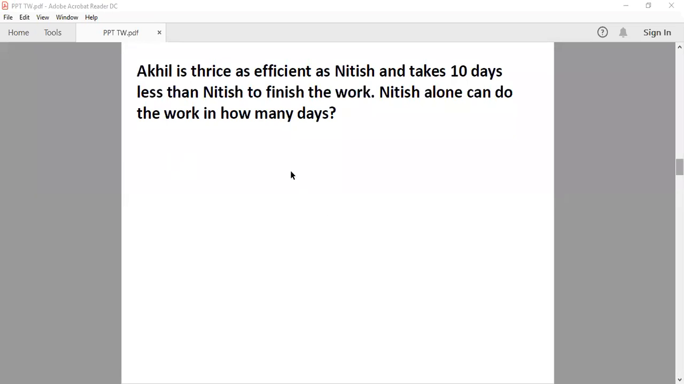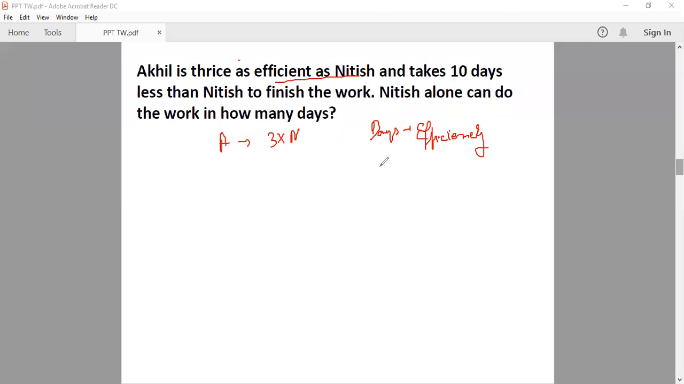Now you can do this with fractions as well as in a simple way. If you do it with simple ratio, it would be very easy. Akhil is thrice as efficient as Nitish. So Akhil is 3 times as efficient as Nitish. Do we understand that days and efficiency are inversely related?